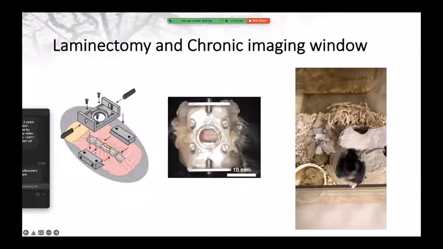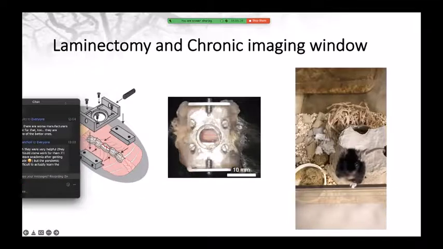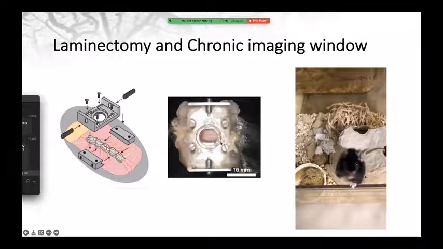This is just a schematic of what the spinal cord imaging window looks like. On either side of the spinal cord, we put 2 bars to stabilize the spinal cord and screw down the top plate in order to implant the glass window. All right, let me be a bit more detailed. We remove the top part of the vertebral bone for the dorsal laminectomy, and then put an optically clear Quicksil, and then put the glass over that.